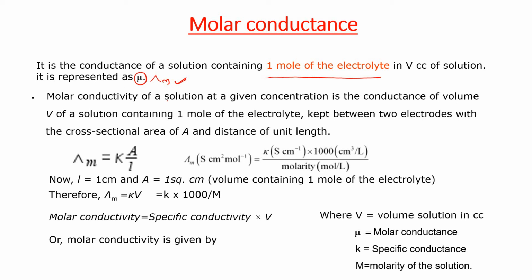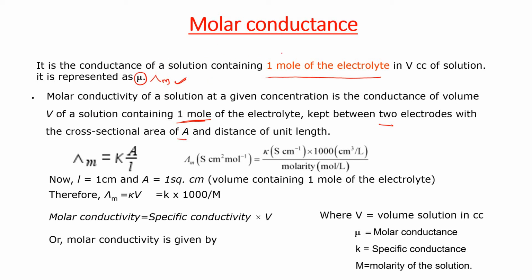Now molar conductivity of a solution at a given concentration: the volume of the solution should have only 1 mole of the electrolyte. When kept between 2 electrodes with a cross section area, that is called molar conductance. That is the same thing we discuss here.